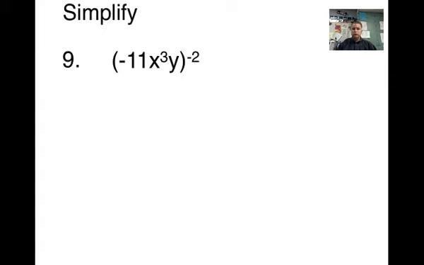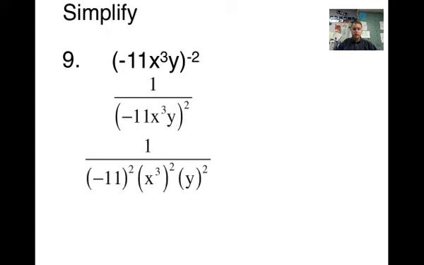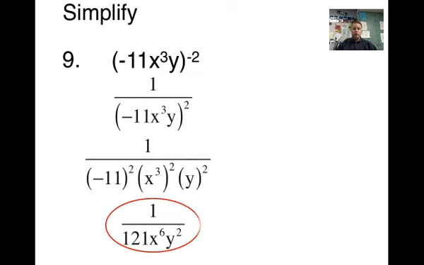Here's a fun one. Try it. If you get it wrong, it's okay, but see if you can do it. So we'll start off by changing that into a positive exponent. Everything inside is going to be squared. So I'll have negative 11 to the second power, x to the third to the second power, y to the second power. Simplify that out, and you get 121, and then we have 3 times 2 gives us x to the sixth, and then our y squared.